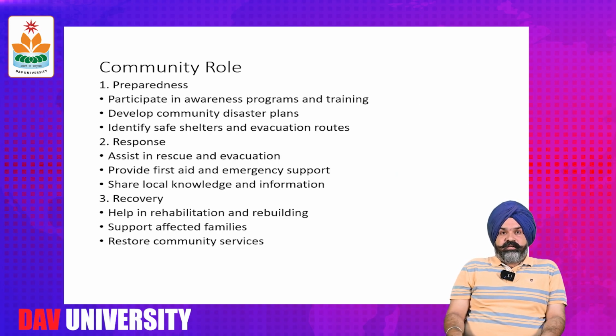After action is the most important for a community in disaster management. Community role, point-wise, I have mentioned here. First is preparedness. Preparedness is to participate in awareness programs and trainings, to develop community disaster plans, to identify safe shelters and evacuation routes. The second point is response, that is to assist in rescue and evacuation process, to provide first aid and emergency support, and to share local knowledge and information.